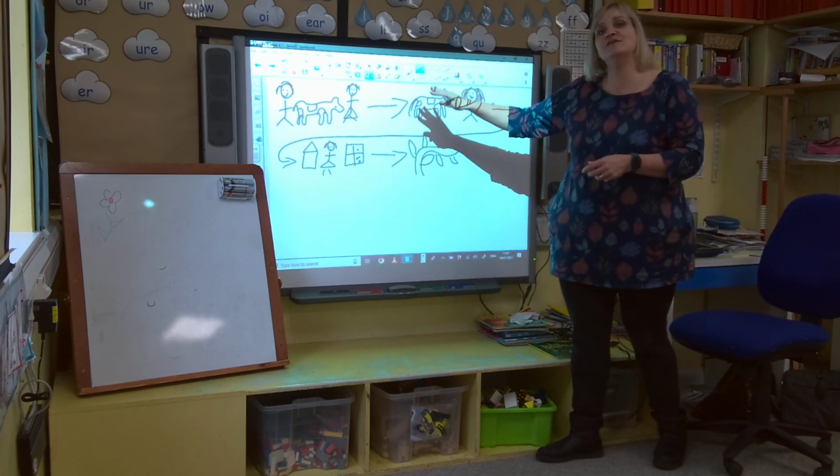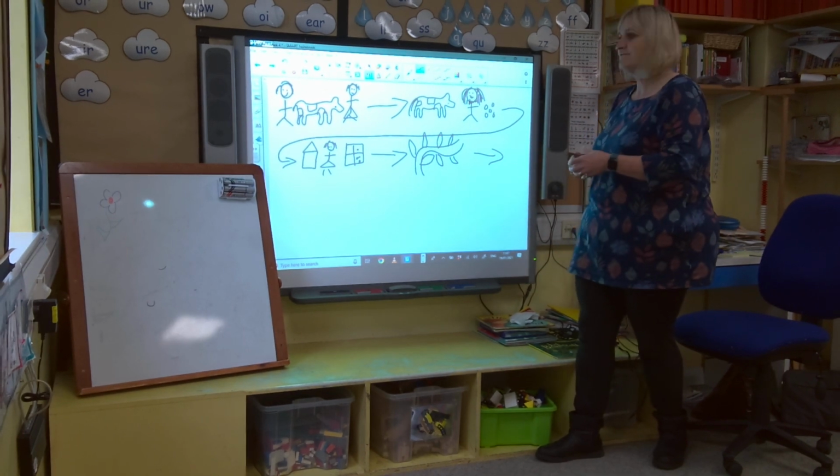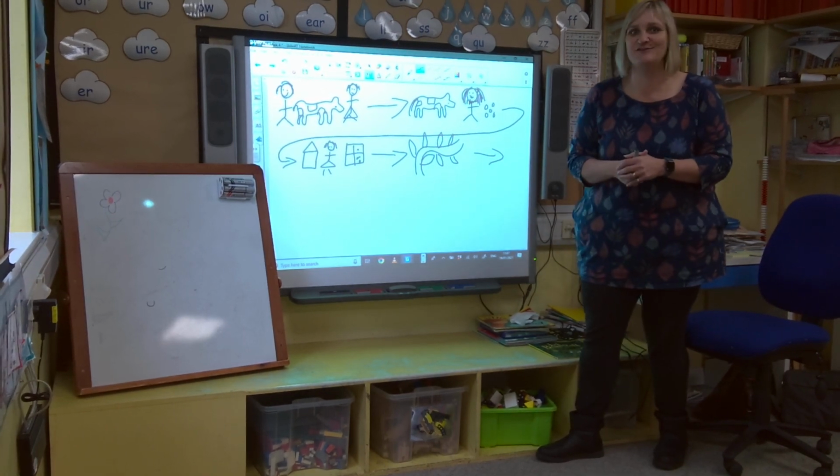And that's how I could use my pictures to help me retell the story, which is what happens as we get further through the school. Fabulous. See how you get on. I look forward to seeing the photos of it.